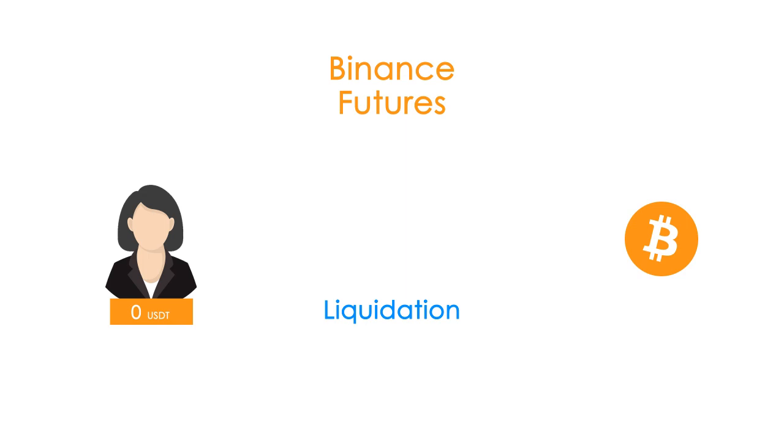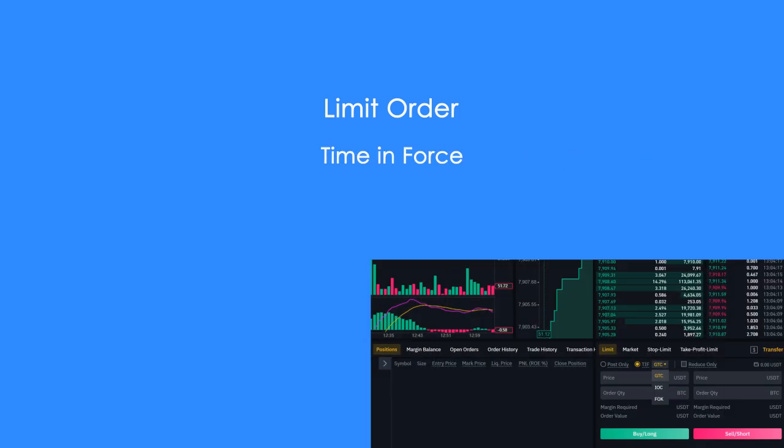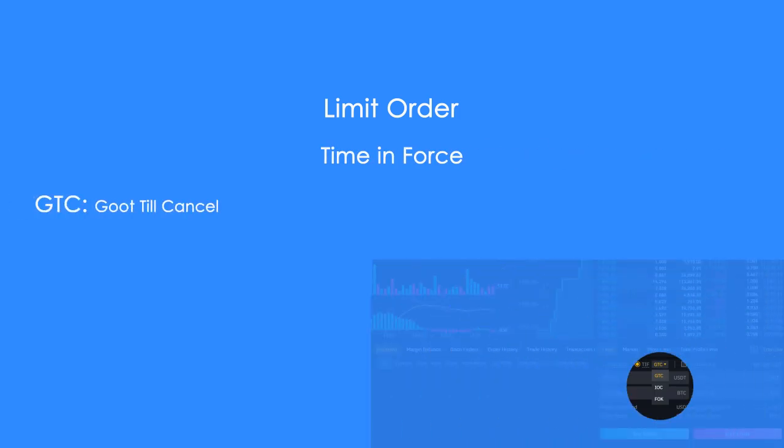At the end, I want to show you different types of orders in Binance Futures. Limit order, that itself has 3 new features named time in force. GTC, good till cancelled. The order will be active until the order fills or is cancelled. IOC, immediate or cancel. The order will execute all or partially immediately and cancel any unfilled portion of the order. FOK, fill or kill. The order must be filled immediately in its entirety or will be cancelled.